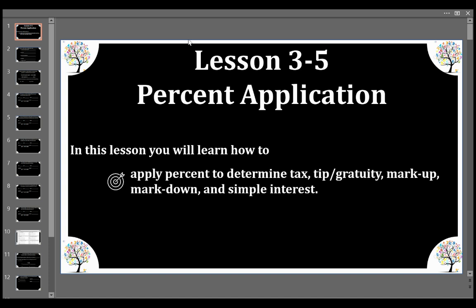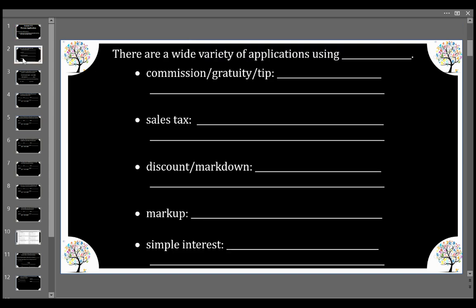Okay, guys, in this lesson, we're going to learn how to apply percents. We're going to learn how to determine the tax, tip, gratuity, markup, markdown, and simple interest. So, first of all, let's define what these words mean. There are a wide variety of applications using percents. And in the previous lesson, we learned how to calculate the percent of a number.